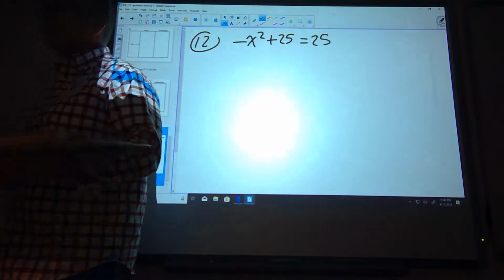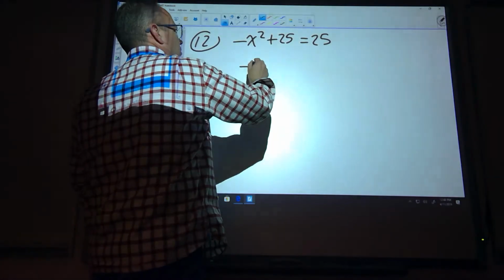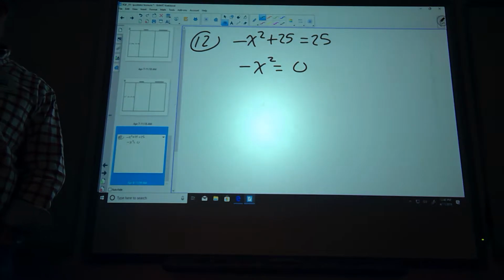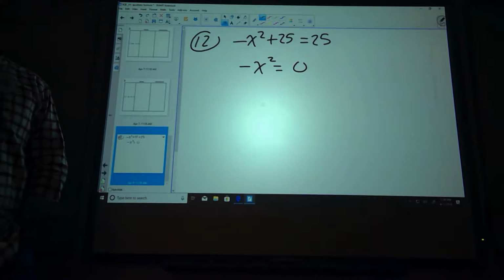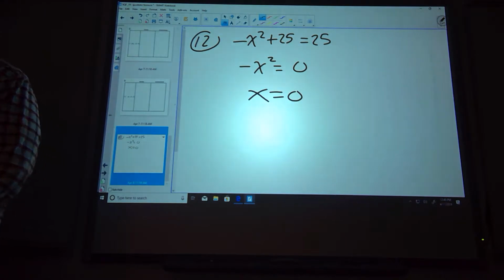That one, right? Christian. All right, so I'm going to go ahead and subtract 25 from both sides, so I get that. And just by looking at it, what do you think the answer should be? What could I plug in for x to make it equal to 0? 0. Done. There's only one answer on this one.